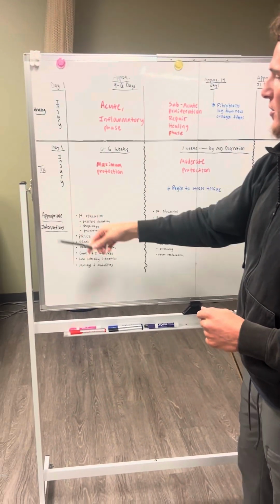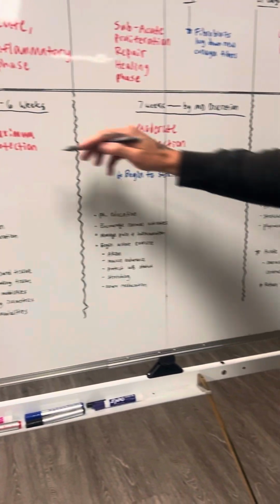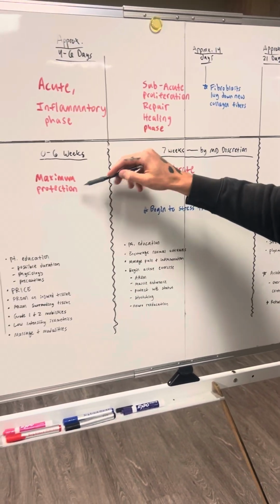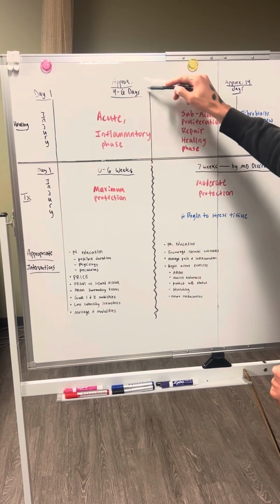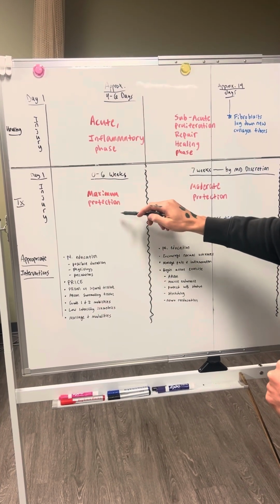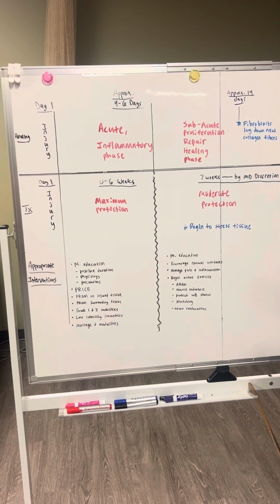However, for treatment, we're going to start at injury again, but these might kind of overlap. So these do not always correlate. For example, the maximum protection phase here, it's not always going to correlate directly with this time frame. This maximum protection phase is not always going to be 4 to 6 days. It could be up to 6 weeks, for example.